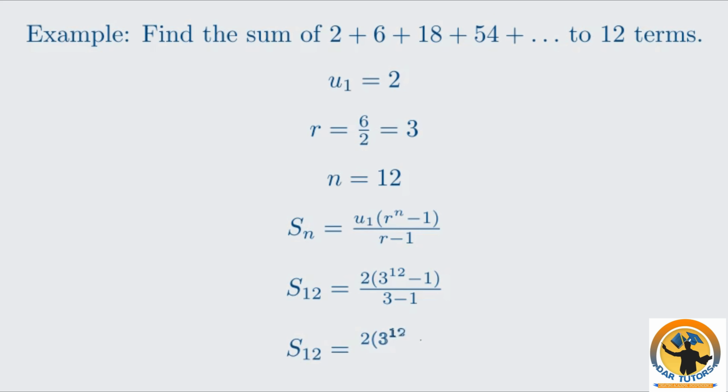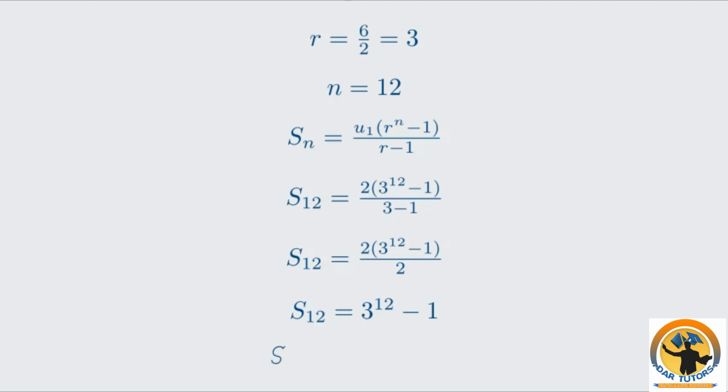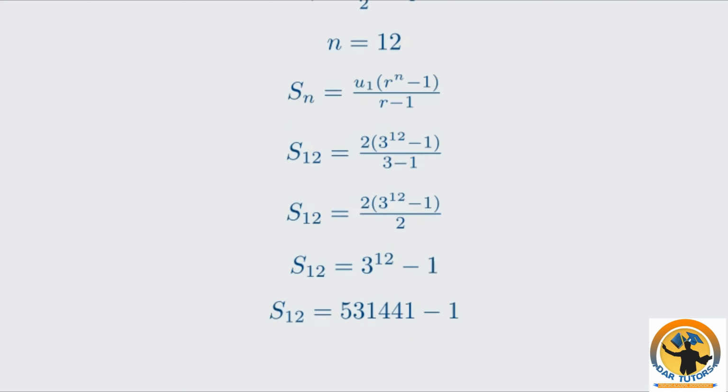The denominator, 3 minus 1, is 2. The 2 in the numerator and the 2 in the denominator cancel out. So we are left with 3 to the power of 12 minus 1. Calculating 3 to the power of 12 gives 531,441. Subtracting 1, we get 531,440. So the sum of the first 12 terms is 531,440.